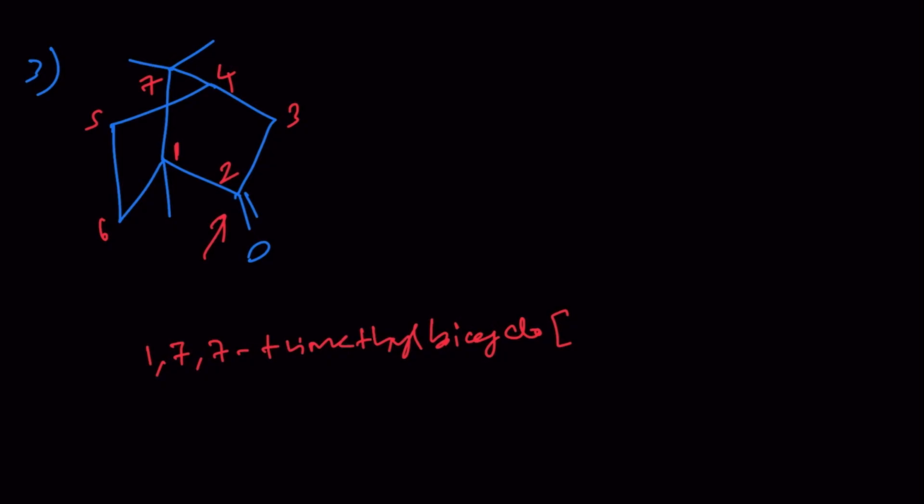X is 2, these 2 atoms. Y is also 2, these 2 atoms. Value of Z is 1, it's a bridged one, and then heptane, and then at position 2 we have the keto group. Therefore 2-one in one line. That's the correct IUPAC name for this molecule.